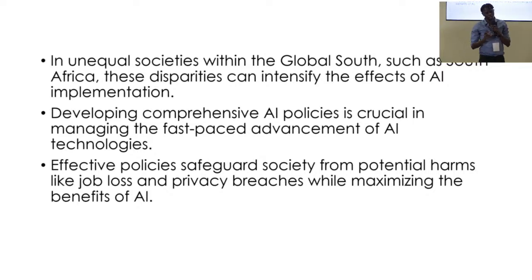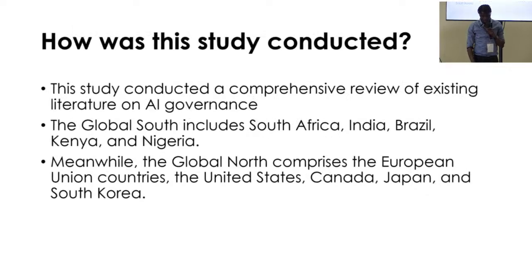Developing comprehensive AI policies is crucial in managing these fast-paced changes imposed by AI technology. The reason is that effective policies safeguard societies from potential harms such as job losses. We now know most companies are using AI technologies to even screen job seekers. You can imagine someone who perhaps is staying in the villages and doesn't even have access to the internet, and the negative consequences that some of these technologies might have in such communities.